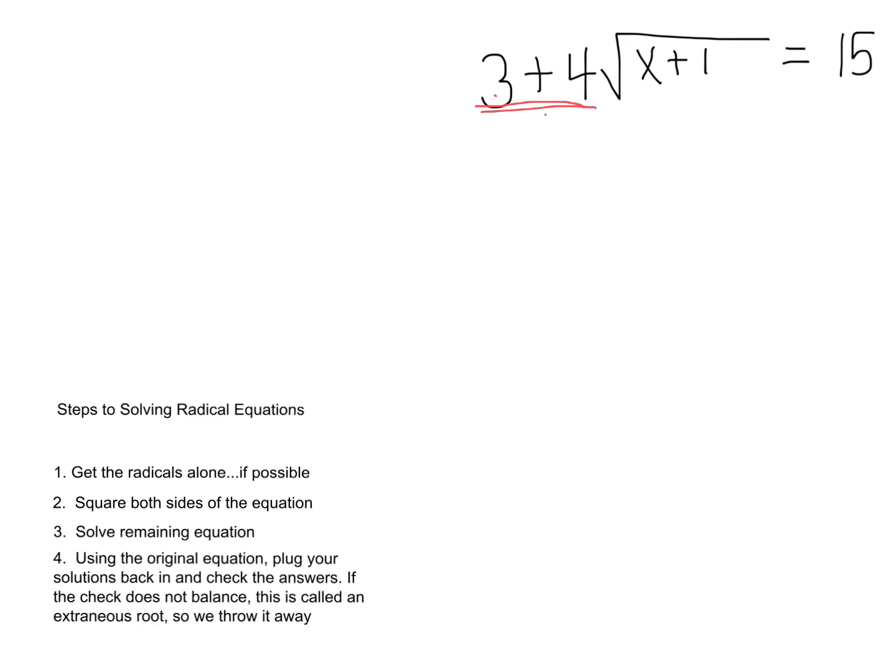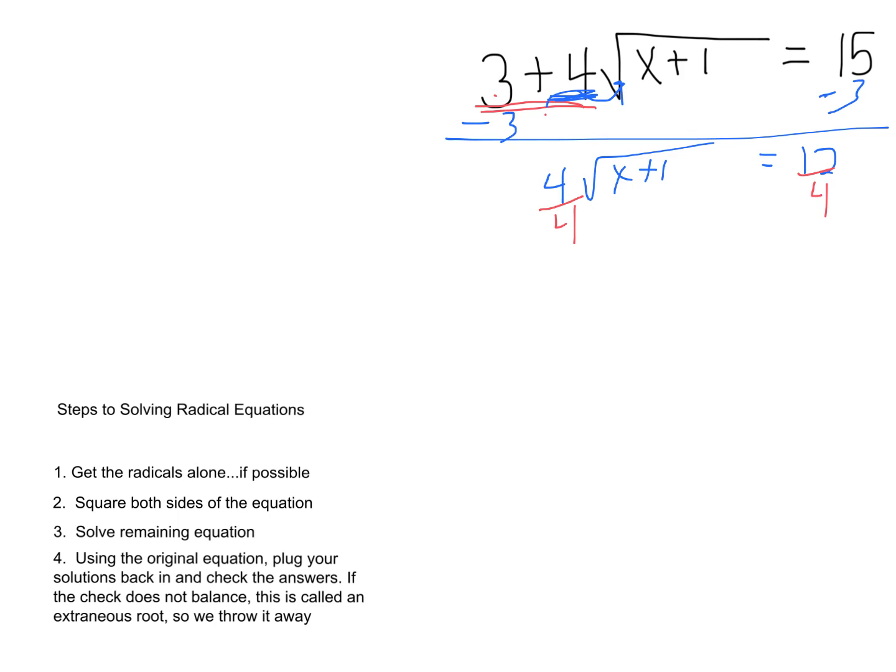Alright, here's our next problem. Now, I warned you about this. Can't go and add these because this is showing you multiplication. Let's start by minusing 3. 4 radical x plus 1 equals 12. Okay, now we're going to divide by 4. So I still got to get rid of that. X plus 1 now equals 3.